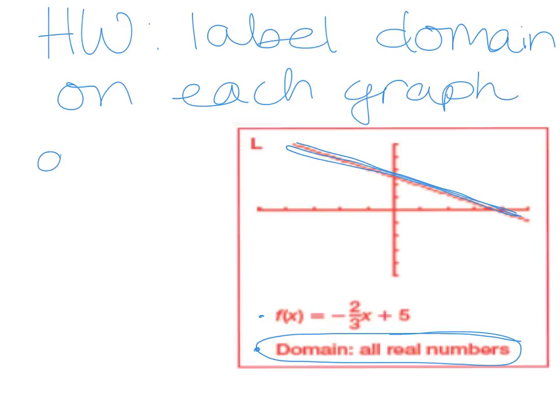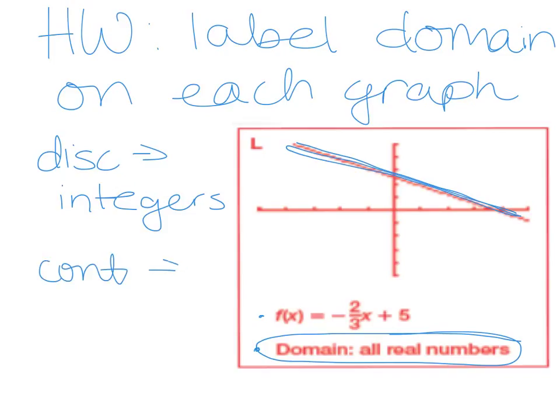So if it's a discrete graph, then it should have an integers label. Just like this one, it would say domain integers. And if it's a continuous graph, then it would say all real numbers. Okay? Tomorrow we're going to continue where we left off today, and we're going to be working on identifying the graphs with their particular functions and then putting them into their different function families.